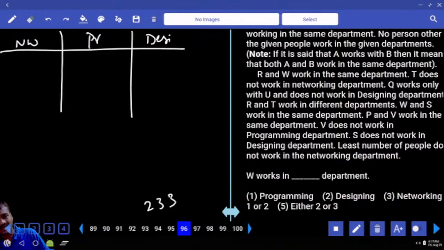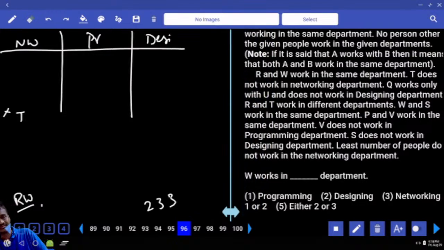Then R and W work in the same department. R and W, same department. And T does not work in networking. And T cannot be in networking. Then, Q works only with U and does not work in designing. Clear? Designing department. Now Q works with whom? Q works with only U.